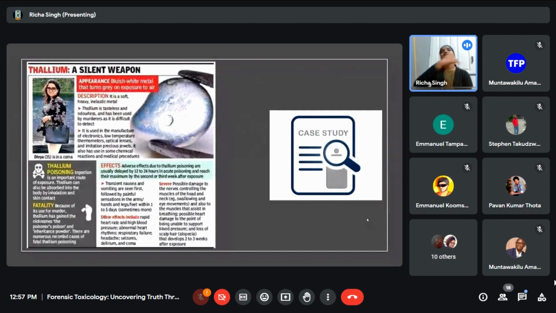Now, moving further, I would like to discuss a case study. This is about thallium. So thallium is basically a metallic poison, which is actually a heavy metal and which is coming to the limelight a lot recently. It is also known as the poisoner's poison, or you can say inheritance powder. Now, first, we'll discuss what happened in this case study. So, this case study is of New Delhi, India.